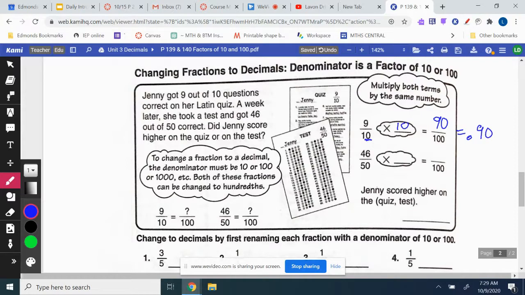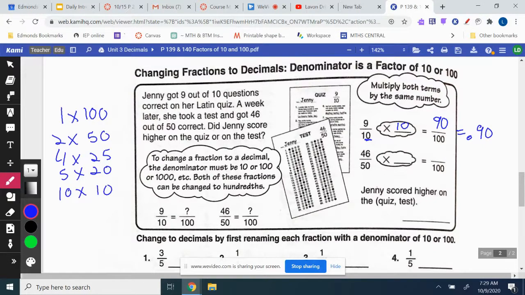And remember, let's write our factors for 100 before we hit that up. So we have 1 times 100, 2 times 50, 4 times 25, 5 times 20, and 10 times 10. And these are the factors that we're going to be working with today.